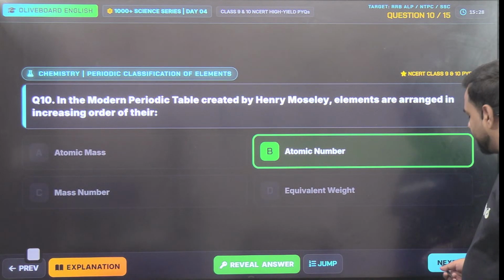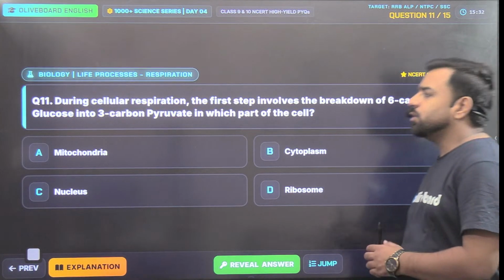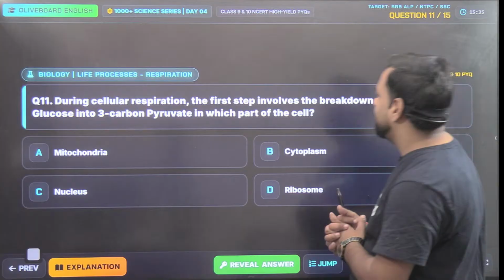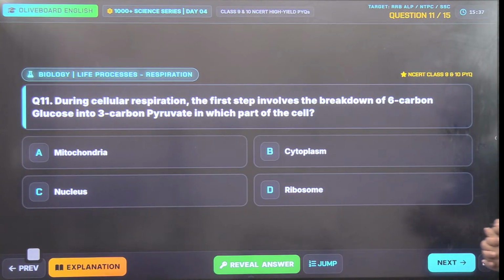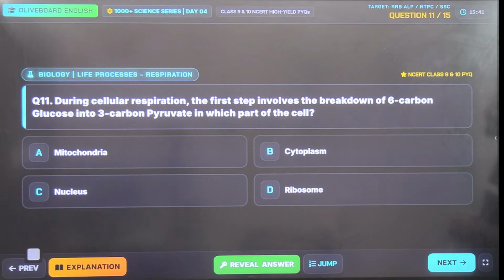So we have completed 10 questions here. What's the next question? The next question will be from bio. During cellular respiration, the first step involves the breakdown of 6-carbon glucose into 3-carbon pyruvate in which part of the cell? So will it be mitochondria, cytoplasm, nucleus, or ribosome?